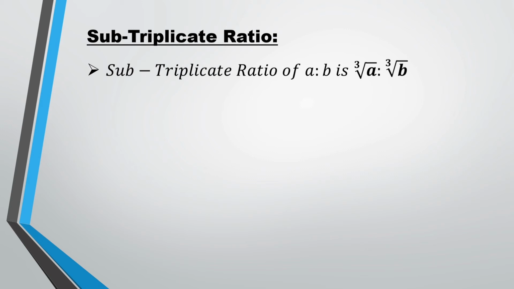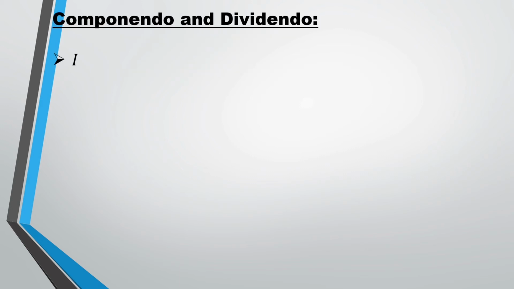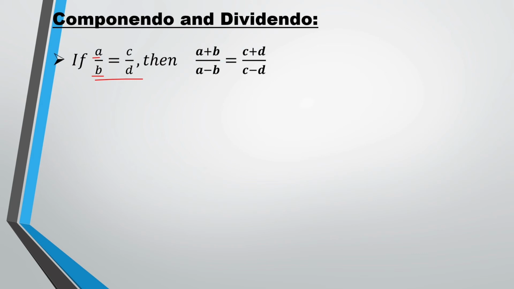So if we proceed to componendo and dividendo. If A by B is equal to C by D, then A plus B by A minus B is equal to C plus D by C minus D. If you observe here that these two ratios are equal, numerator is A and denominator is B, then if you apply componendo and dividendo, we add both numerator and denominator and write it in the numerator. That is, I have written the numerator as A plus B. I have added both, A plus B, and subtract the numerator and denominator, A minus B, and I have written it in the denominator place.